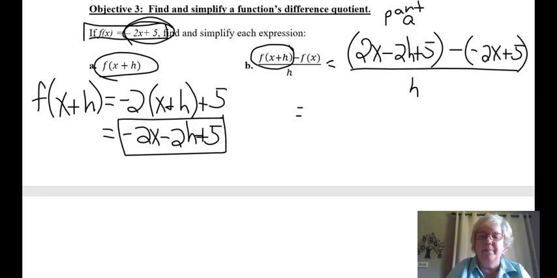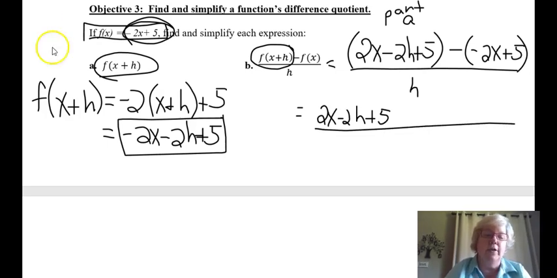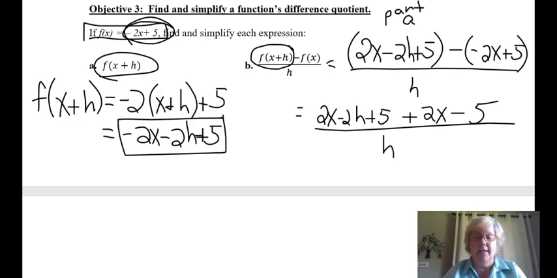Now we'll simplify. I already had negative 2x minus 2h plus 5 from what I had worked out over here in part A. The formula already has the letter h in the bottom. So in this second part, the only thing I really have to do is to subtract the original terms from the original function, which basically means change their signs, because negative negative turns that to positive 2x. And when I subtract that positive 5, that turns that to negative 5. Now I will combine like terms.